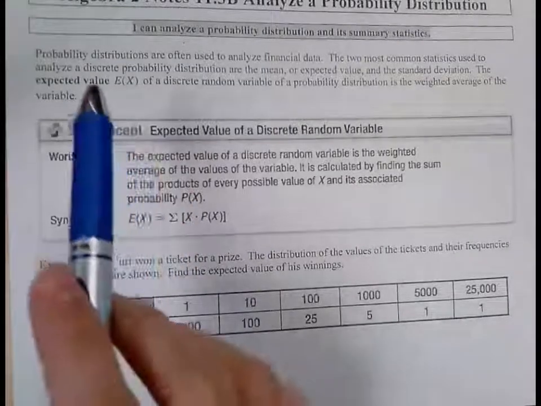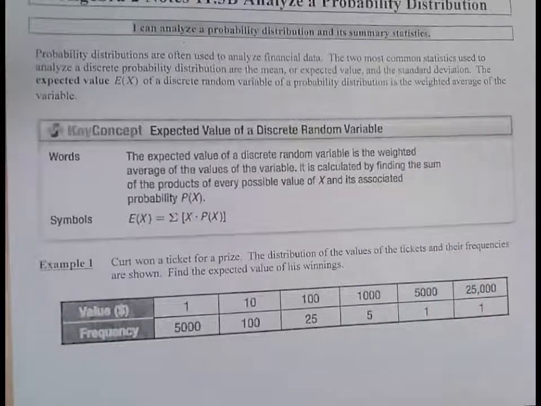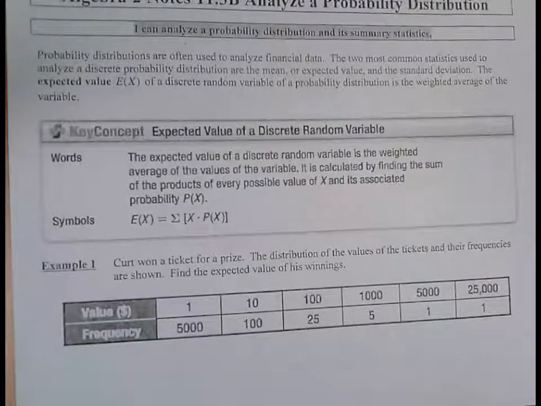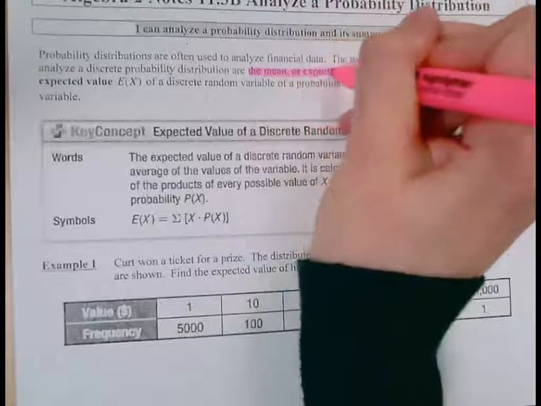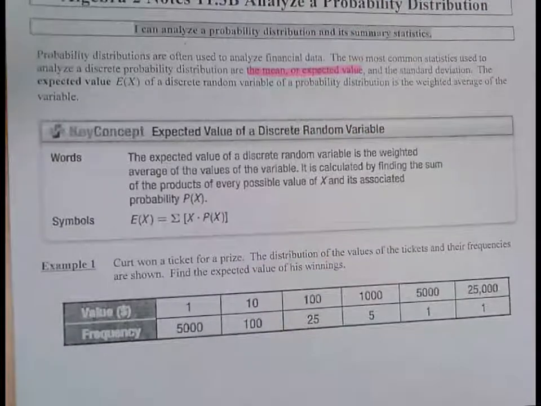But what I have included up at the top here is that probability distributions are often used to analyze financial data. Not that that's the only time they're used, but often used for financial data. The 2 most common statistics used to analyze a discrete probability distribution are the mean, which in this section is going to be referred to as the expected value because it's a weighted average and not just the average, and then the standard deviation.